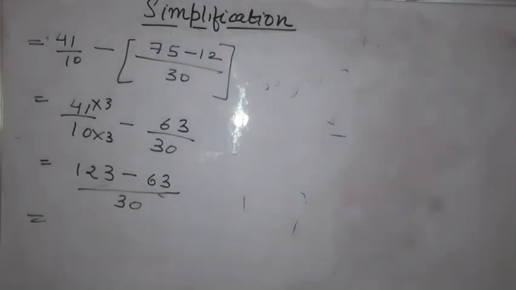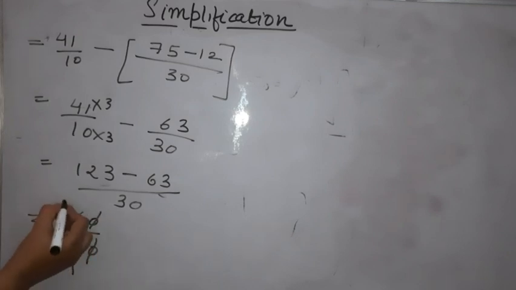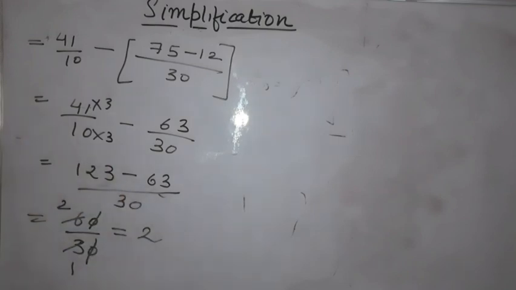Now what is 123 minus 63? It will be 60. It will be 60. So 60 upon 30. 0 will be cancelled by 0. 3 1s are 3, 3 2s are 6. So the final answer of this question is 2. What is the final answer of this question? 2. So I hope you must have understood question number 10, question number 11.